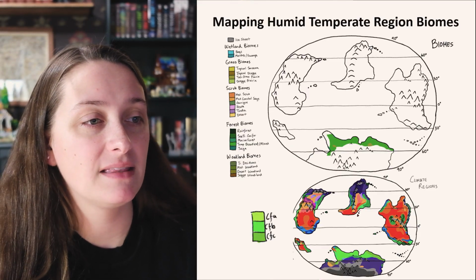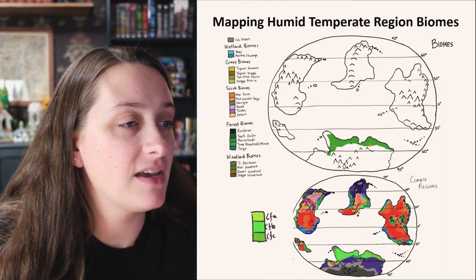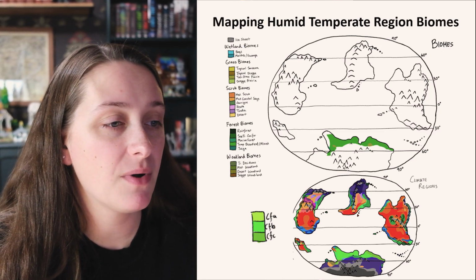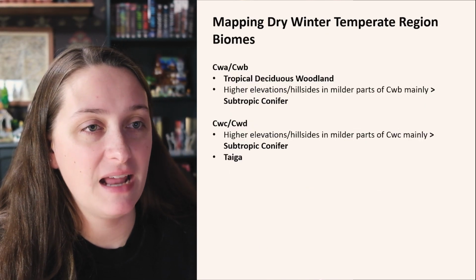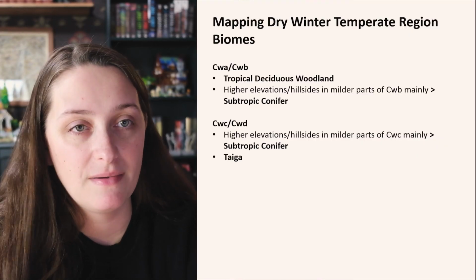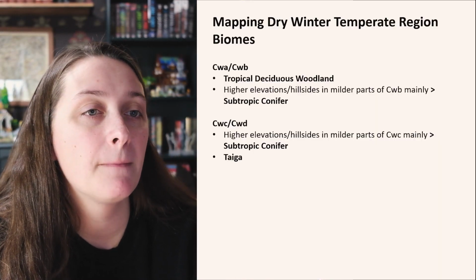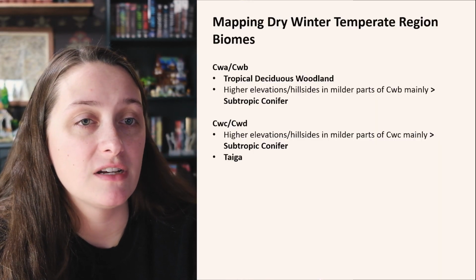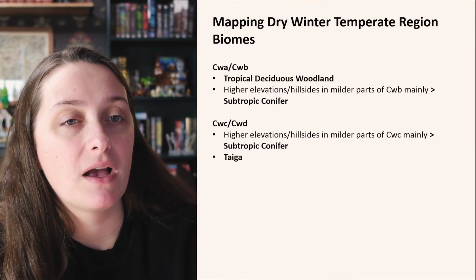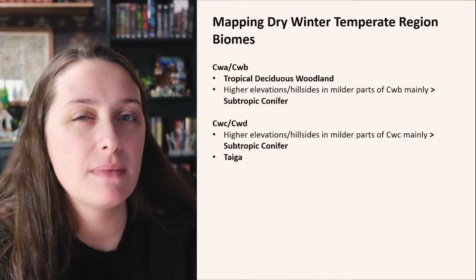You can see here, I mainly have this in the southern continent down here, where I just have a ton of temperate broadleaf mixed forests and a little bit of the other ones. And so next is the dry winter temperate climate regions. And these are going to be mainly monsoon influenced or subtropic highlands. So in some higher elevations or hillsides that are cooler year round, you could find some subtropic conifer forests in CWA, CWB, and CWC mainly.